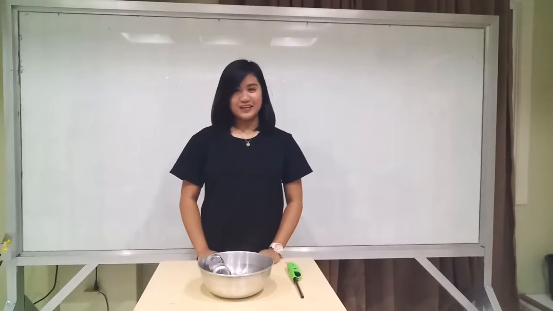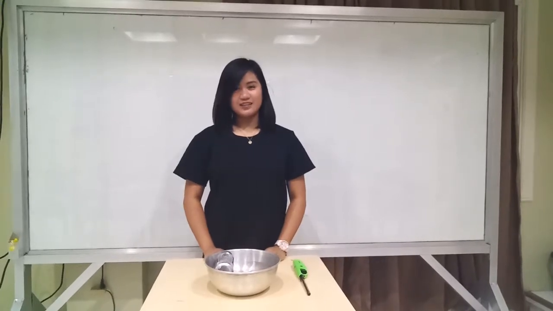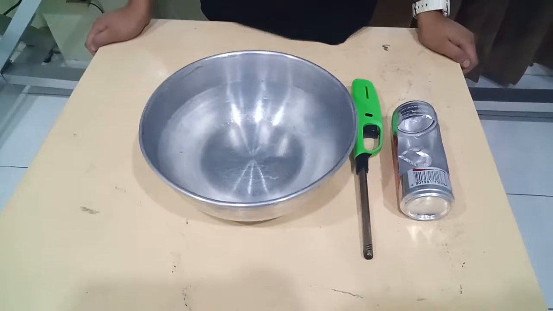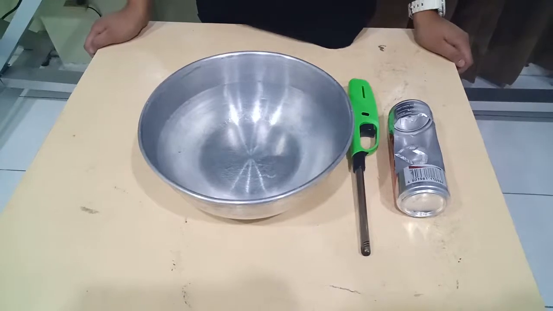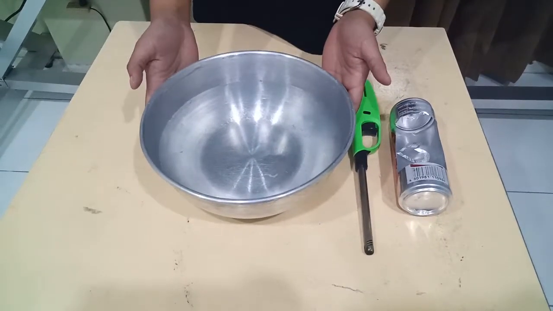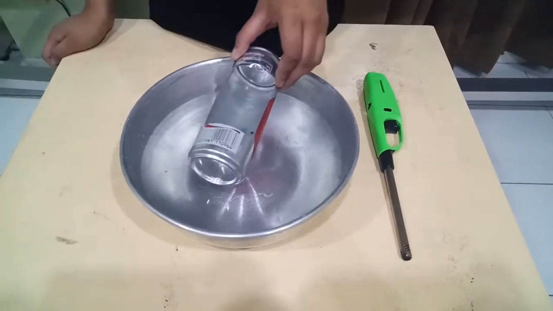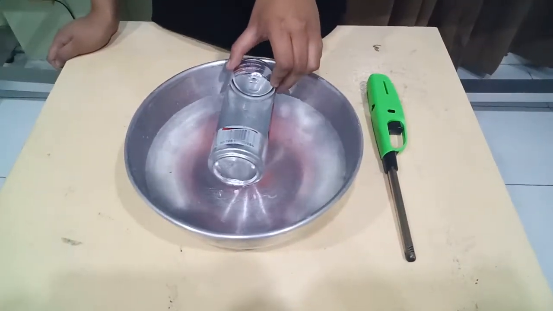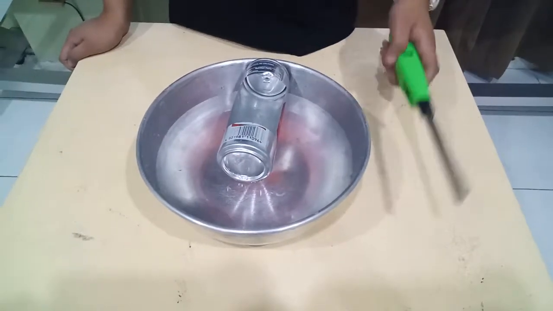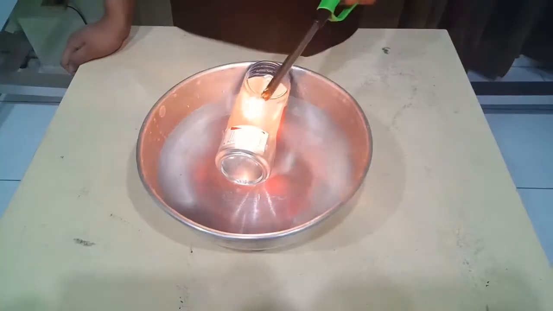Good morning everyone, I'm Jasmin and today we're going to show you an experiment on heat transfer. First of all, the materials that we are going to need are a tin can, a lighter, and a basin full of water. First step, place the tin can on the edge of the basin filled with water. Next is to light up the lighter. Place it on the edge of the tin can and see what happens.